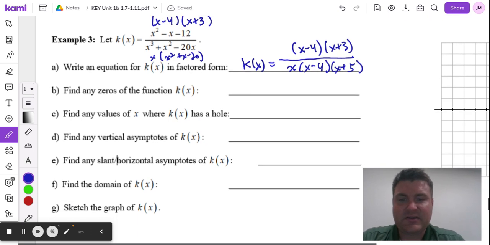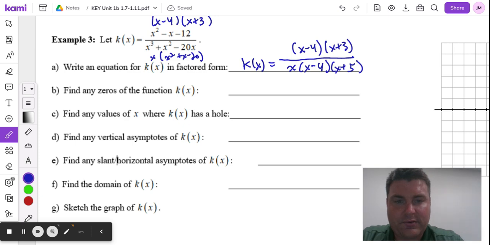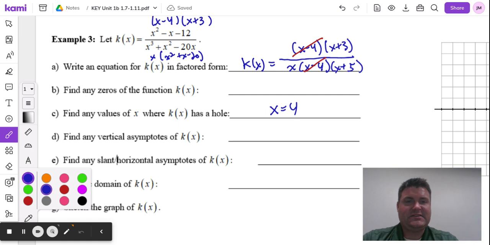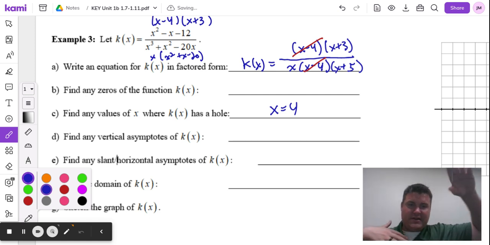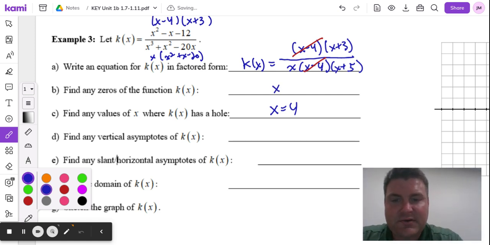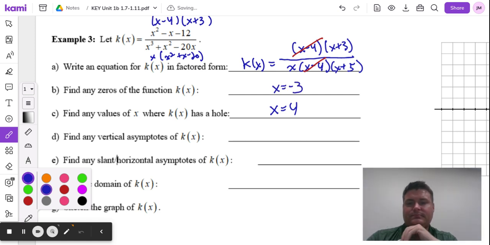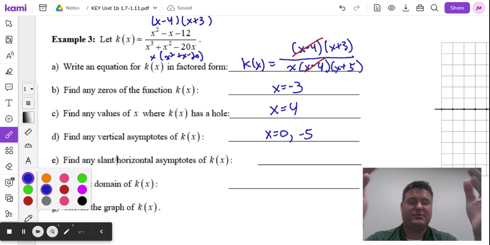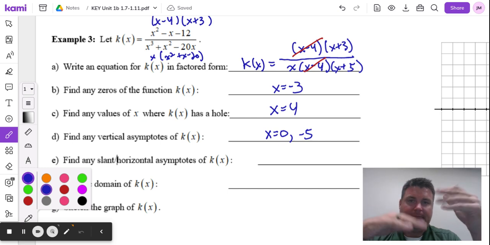Find any x values where k of x has a hole. x equals 4. I'll use my red marker here to cancel those out because those aren't that important right now. That's where my hole is. Find any zeros. That's the remaining values on the numerator, so I'm going to get x equals -3. Find the vertical asymptotes. I have 2 of them: x equals 0 and x equals -5. That's just setting each of the factors in the bottom equal to 0.